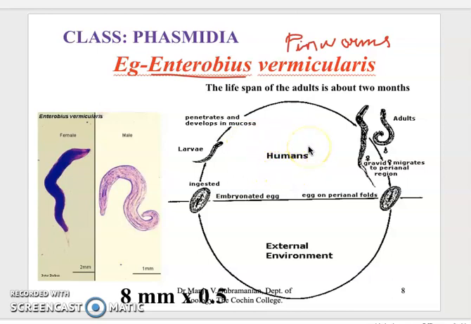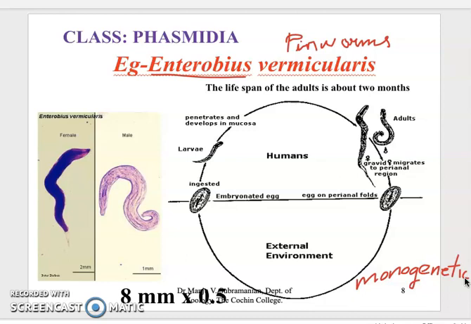So they are called monogenetic forms. They are monogenetic since there is no intermediate host.